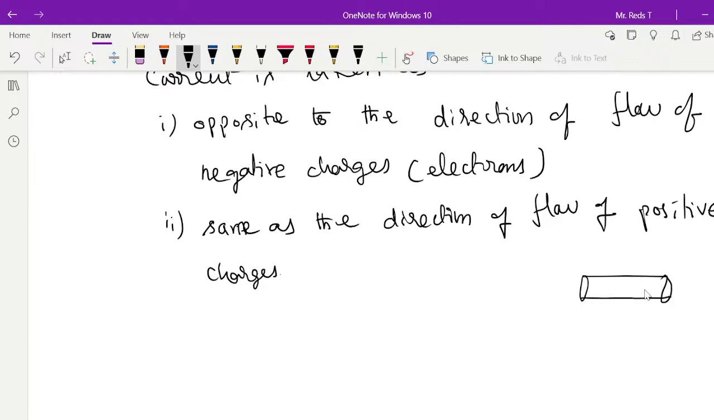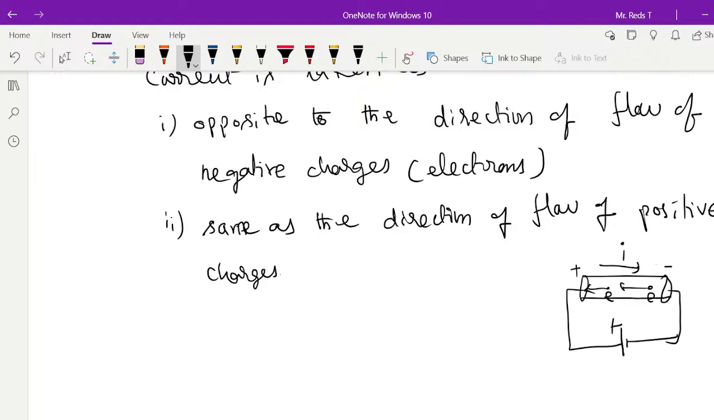For example, if this is a conductor and electrons are flowing like this, moving from left to right, and it is connected to a battery like this, because of higher potential, electrons are attracted or drifted towards this. So electrons are moving in this direction, which means the opposite direction will be taken as the electric current direction. Whereas if protons are moving from left to right, then the same direction will be taken as the direction of electric current. Okay, right.